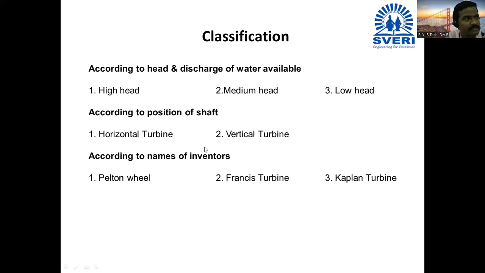Second turbine is Francis Turbine, named after the scientist Francis. Then third is Kaplan Turbine, named after the scientist Kaplan. So as far as the syllabus is concerned, only three turbines are introduced in the syllabus: Pelton Turbine, Francis Turbine, and the Kaplan Turbine. I think up to this we have written the classification and the definition. Okay, so we'll move to the next slide.